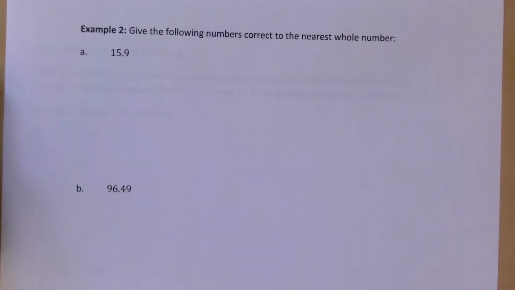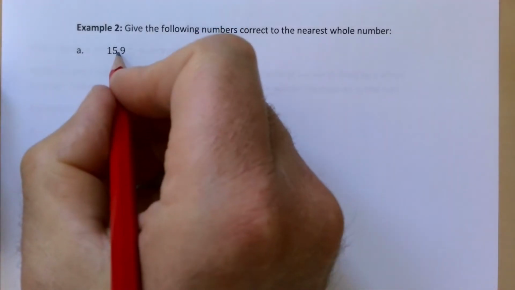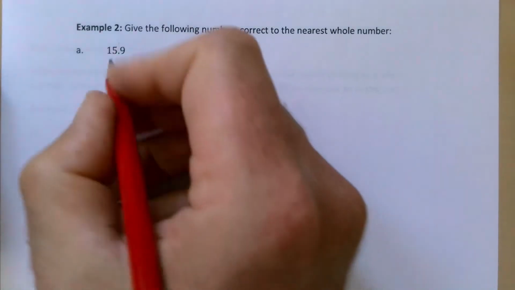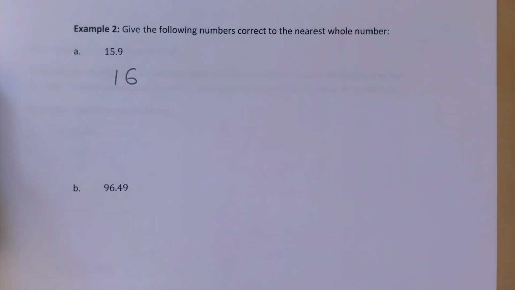Give the following numbers correct to the nearest whole number. So the whole number ends just at the decimal point. Draw a line here. Is this 5 or above? It is. So I need to move this one up one. So it's going to be 16.